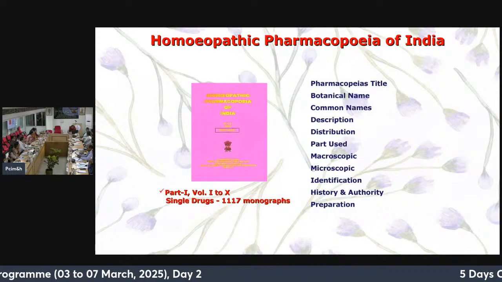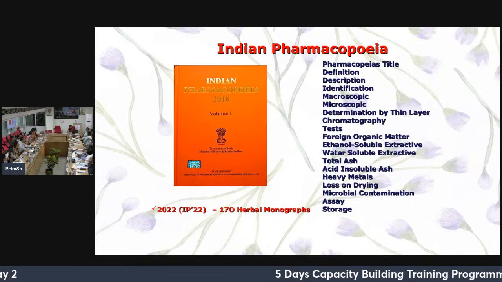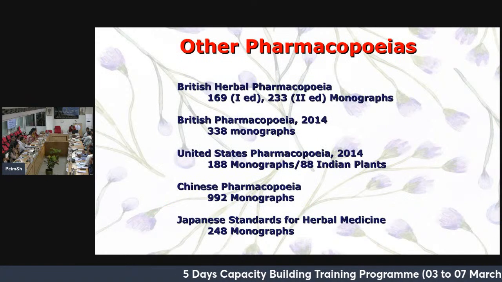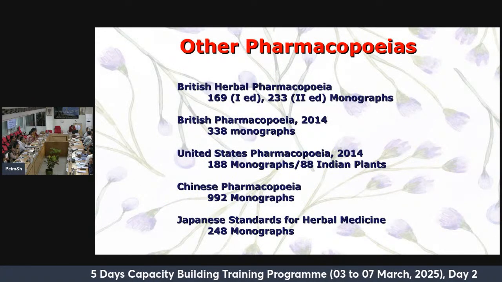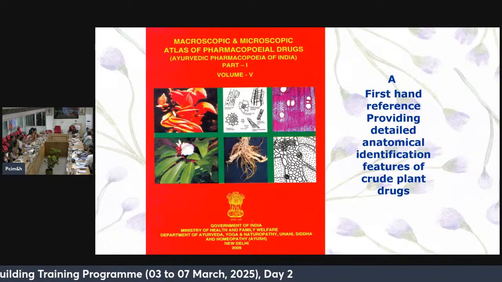This is the Indian pharmacopoeia. There are also 170 monographs available. Other pharmacopoeias are also available. This is our supporting pharmacopoeia.